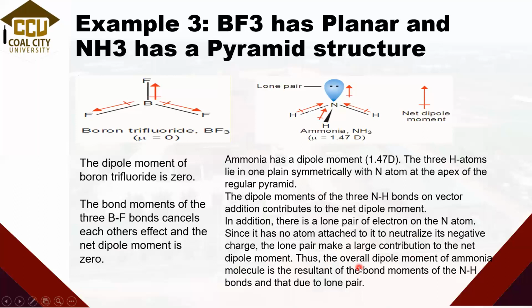Thus, the overall dipole moment of the ammonia molecule is the resultant of the bond dipole moments of the 3 NH bonds, that is 1, 2, 3, and then that of the lone pair. So it means ammonia has a lone pair, and this lone pair also will contribute to the net dipole moment.